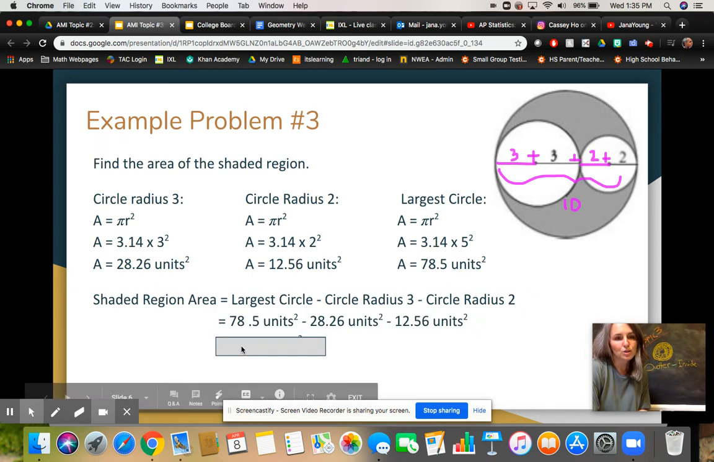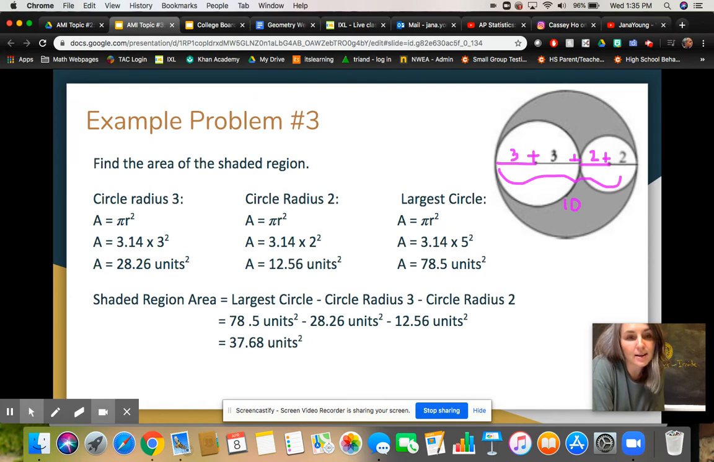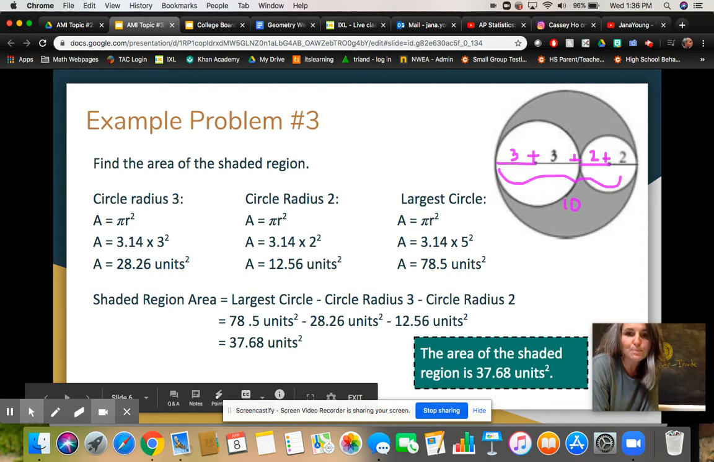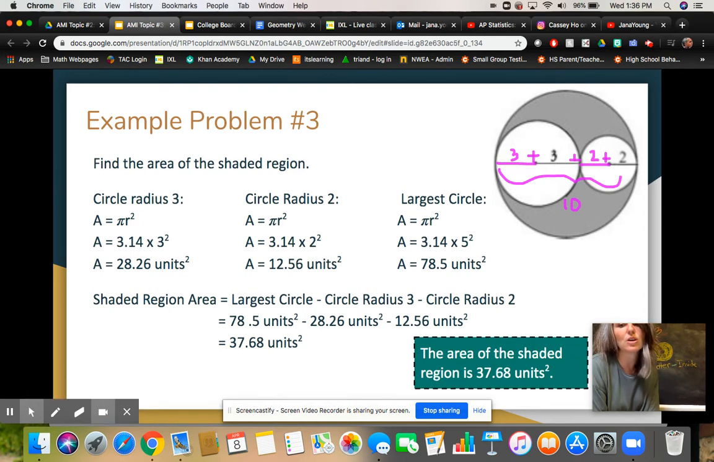So, big circle minus small circle equals 37.68 square units. And if you had done the circle radius 2 first, like if you had done large circle minus radius 2 minus radius 3, you would get the exact same answer. That's the way subtraction works, as long as you take the subtraction sign with it. So the area of the shaded region is 37.68 square units. Now's a great time to hit pause.